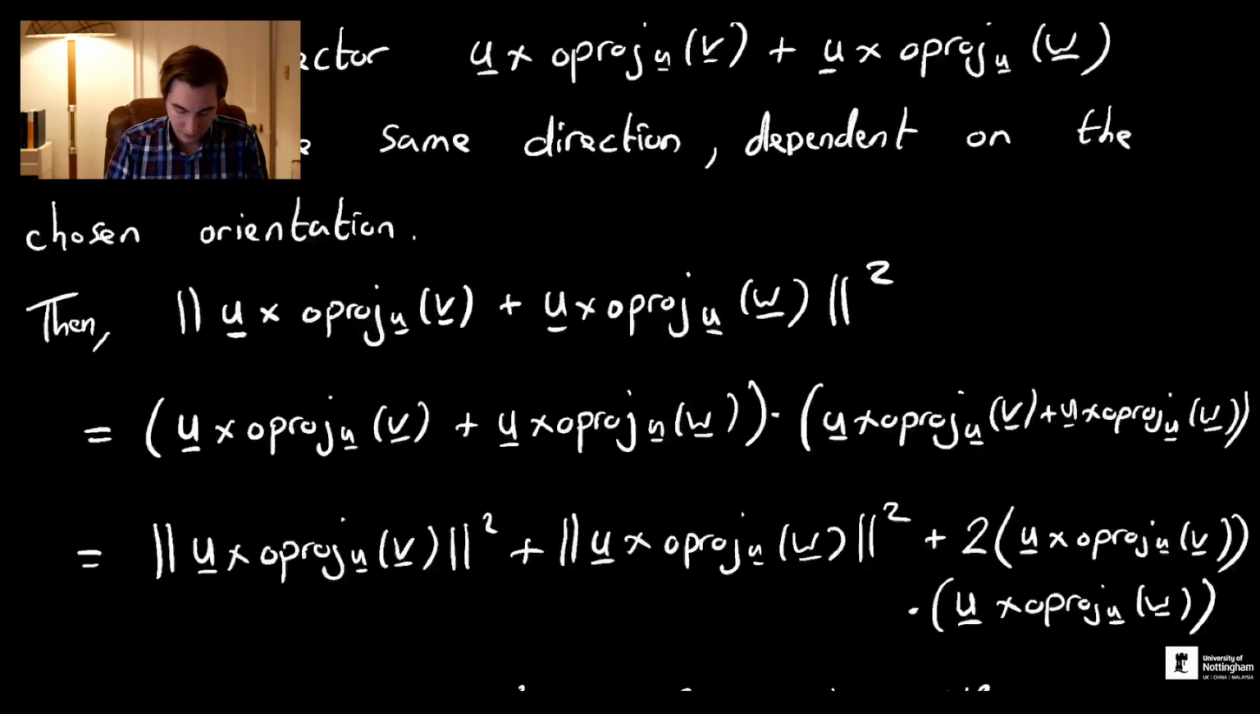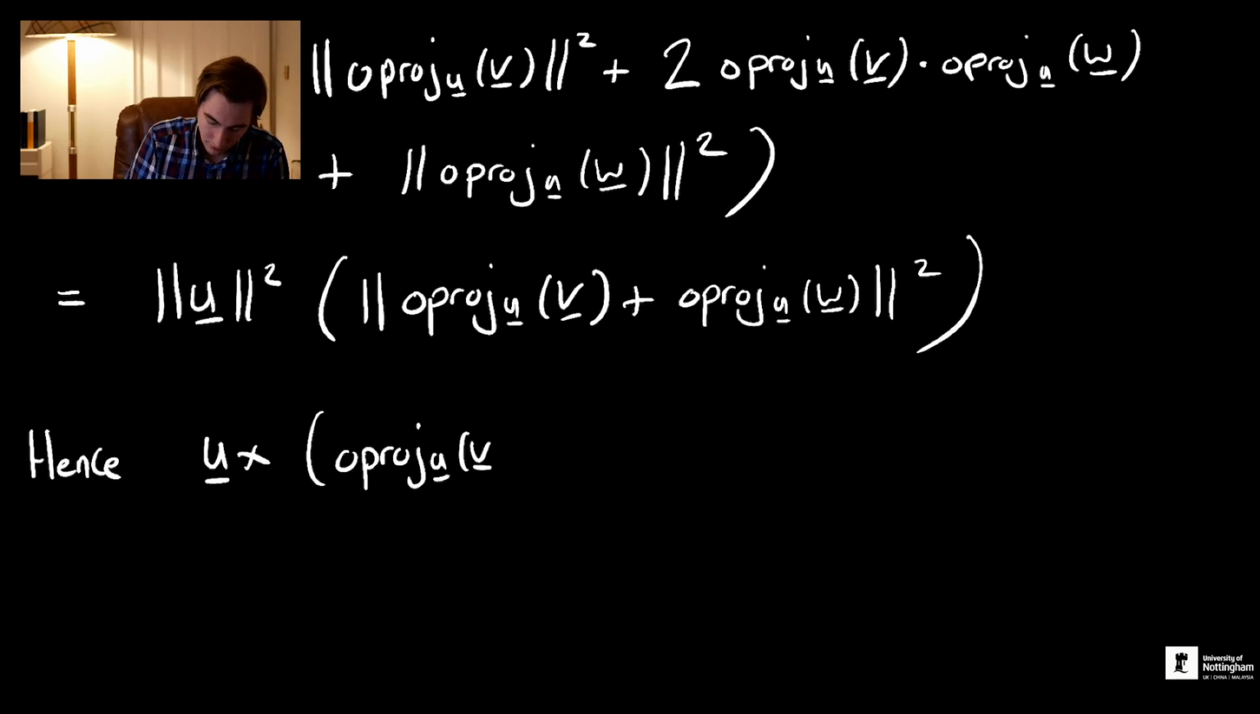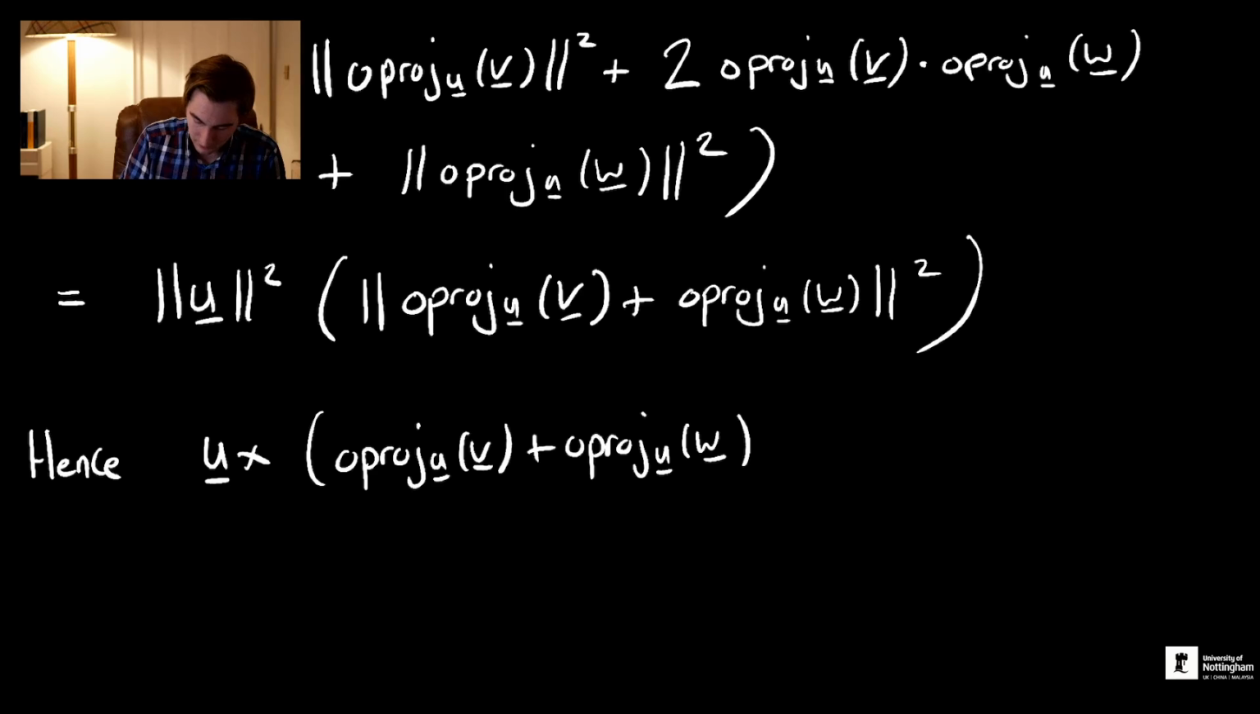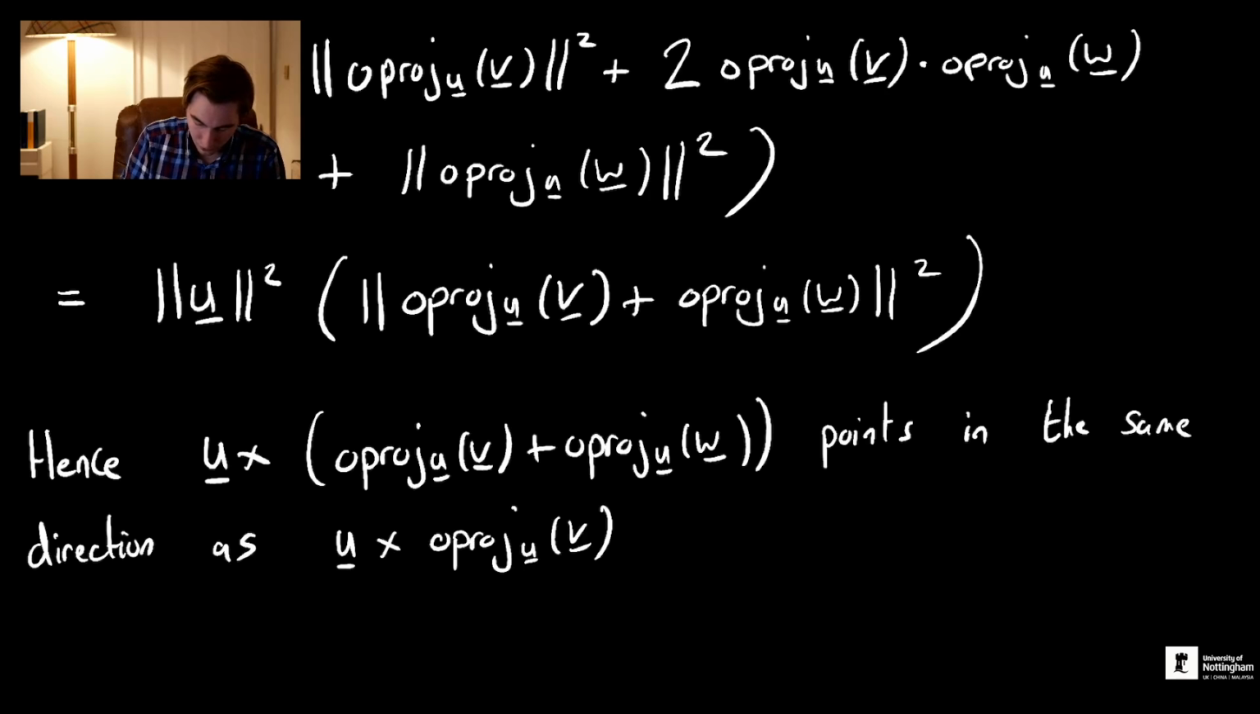So in other words, what we figured out is that this vector, u cross the orthogonal projection of v onto u and the orthogonal projection of w onto u, points in the same direction as u cross the orthogonal projection of v onto u plus u cross the orthogonal projection of w onto u, and they have the same length.